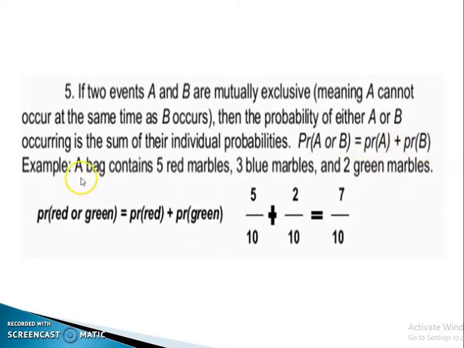For example, a bag contains 5 red marbles, 3 blue marbles, and 2 green marbles. Probability of red or green is equal to probability of red marbles plus probability of green marbles, which is equal to 5 by 10, which is the probability of red marbles, plus 2 by 10, which is the probability of green marbles. So the sum of these two is equal to 7 by 10.